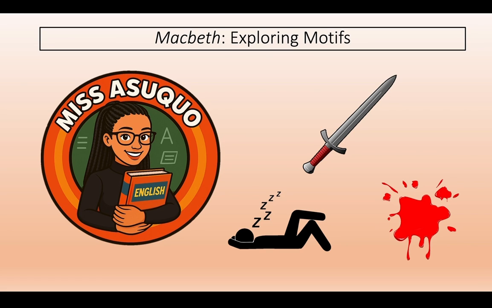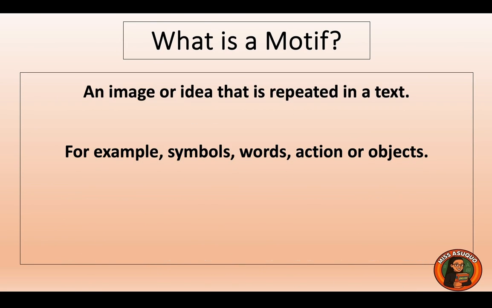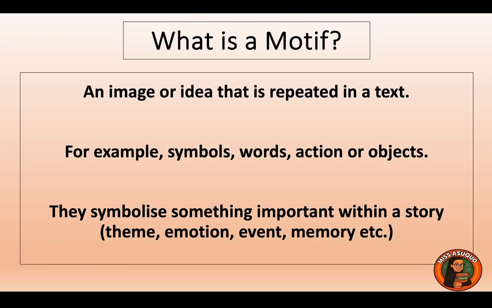So a quick reminder, what is a motif? A motif is an image or an idea that is repeated throughout a text. So it could be a symbol, a word, an action, or an object. It could even be a sound. They symbolize something important within a story, so for example a theme.